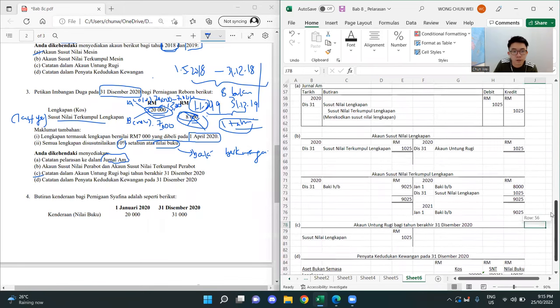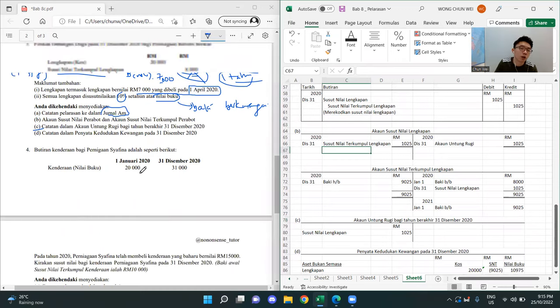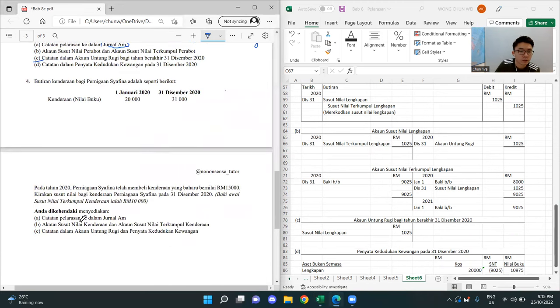So this is the answer for your question 3. Make sure you know that sometimes the question will ask this kind of question. They'll give you a mix of old and new assets, then you have to separate them first, asingkan. And then you calculate based on the formula that we learned. Okay, and then next. Is this question 4?